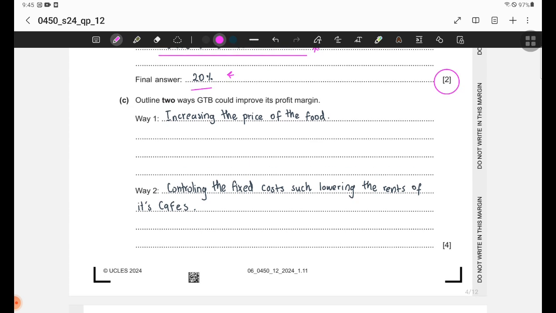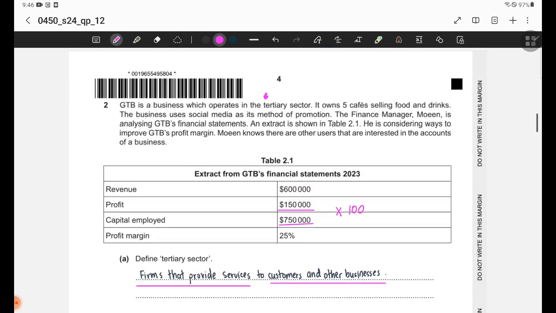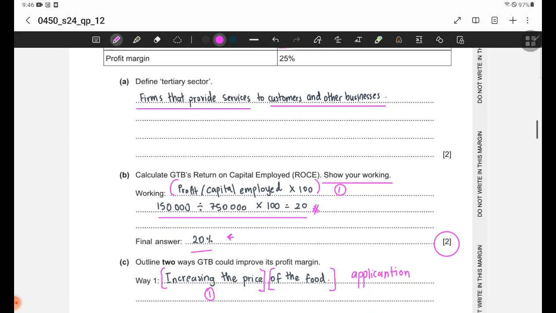Next is part C, 4 marks, and it is an application one. So outline 2 ways GTB could improve its profit margin. Way 1, you increase the price of the food. Increasing the price is the way, which will get you 1 mark. And then of the food is the application. Why? Because here it sells food and drinks. This is an application.